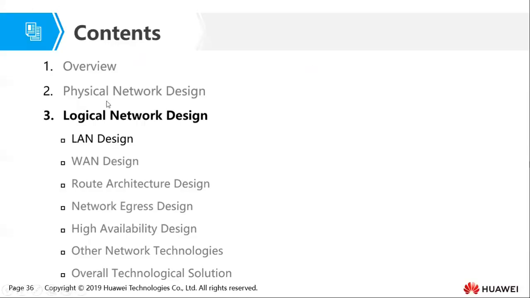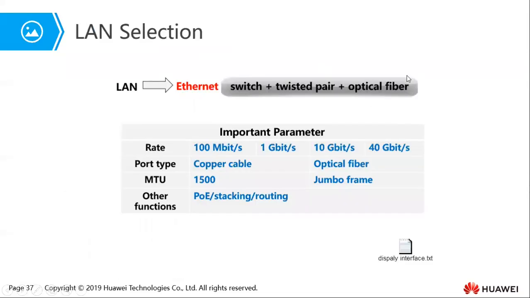Okay, so now we look at the logical network design. We want to look at the aspects of the logical network design, like the LAN design, WAN design, and route architecture design. So for today, we are going to end there at route architecture design. Then tomorrow we can finish up on the remaining parts. Okay, so let's begin with the LAN design.